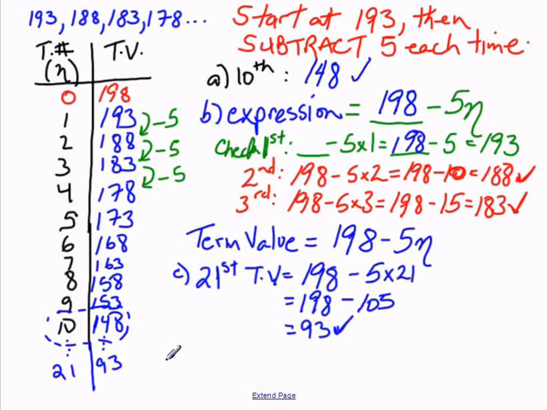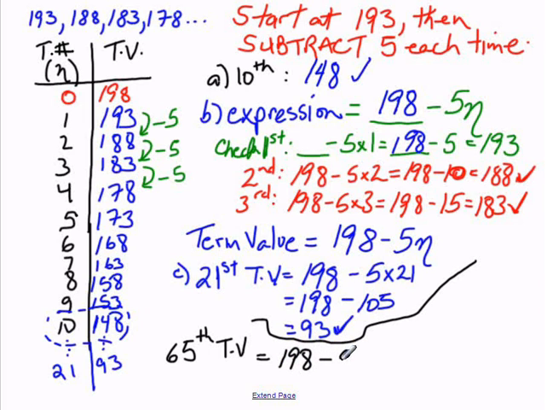And then the last one that wants us to check is, what is the 65th term value? Well, I'm going to use my expression again. 198, take away 5 times 65. Five times 60, that's 300. 5 times 5 is 25, so 5 times 65 must be 325.